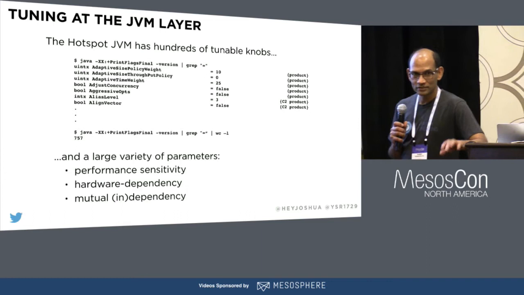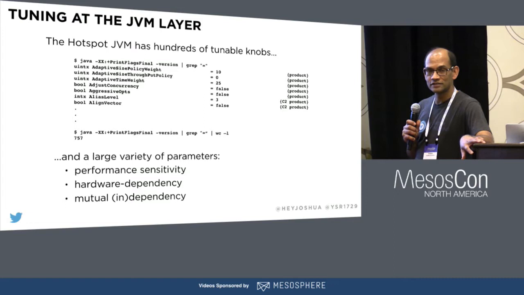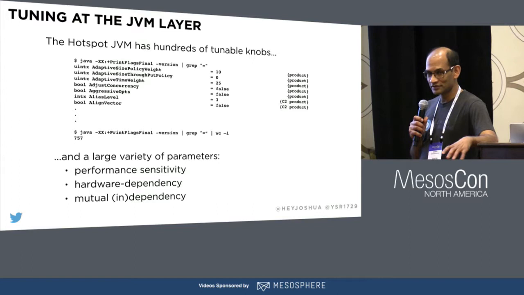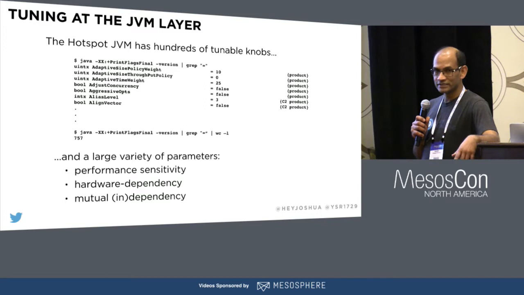So for example, there might be something that tweaks the just-in-time, the JIT compiler, and the JIT compiler might emit code that might be better suited to certain CPU instructions. It might be able to make use of CPU instructions for specific hardware better than with older hardware, for example. There might also be mutual interdependency amongst the parameters.